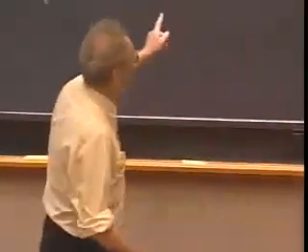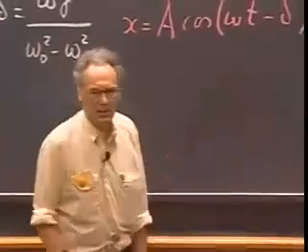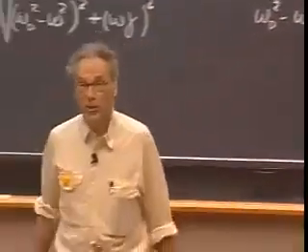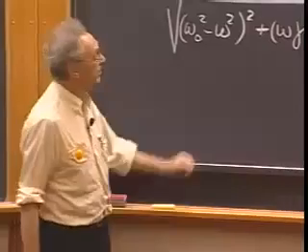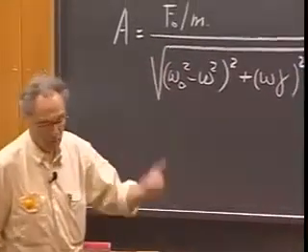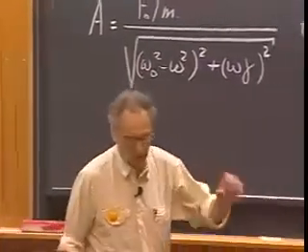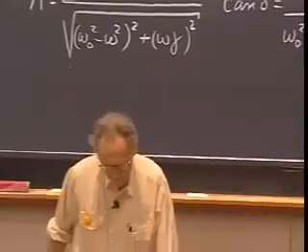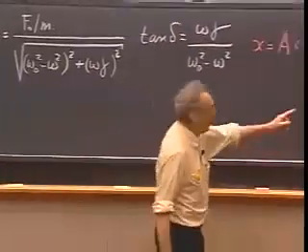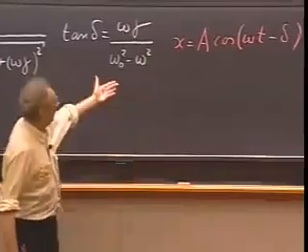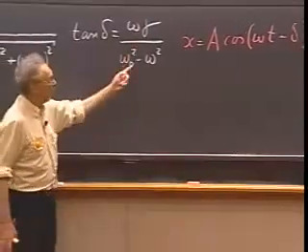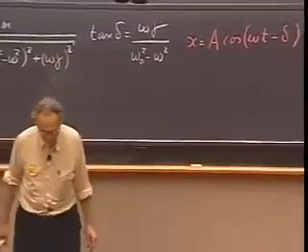And so A, which is the amplitude of that object, is not something that you may choose. A follows immediately from this equation, which is a complex function of omega, omega 0, of f0, and so on. And delta is also non-negotiable. Delta has nothing to do with your initial conditions. Delta follows from gamma, omega, and omega 0.